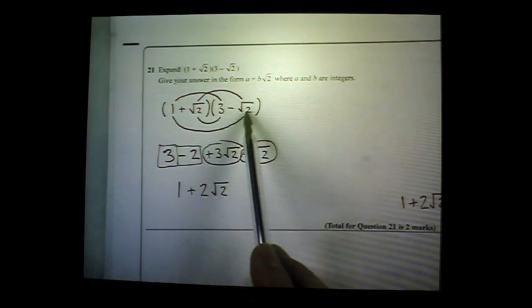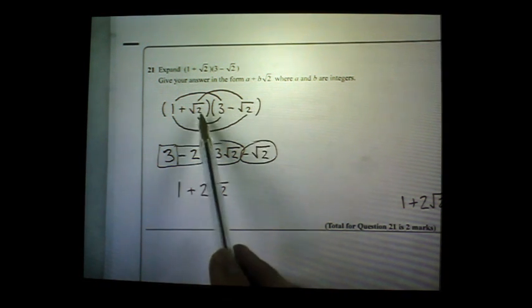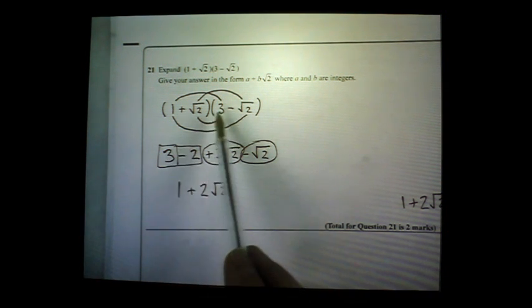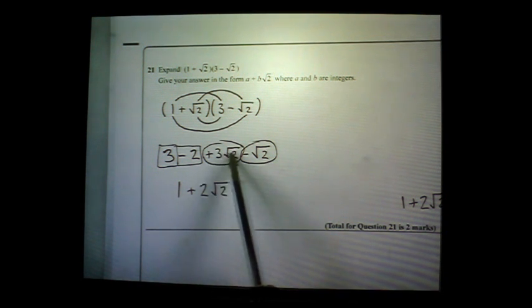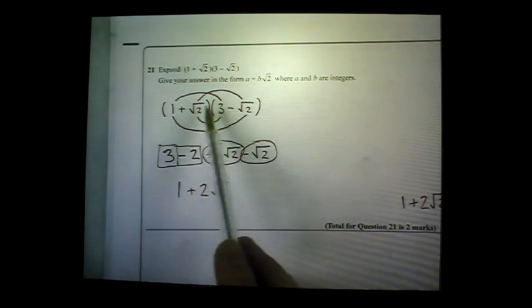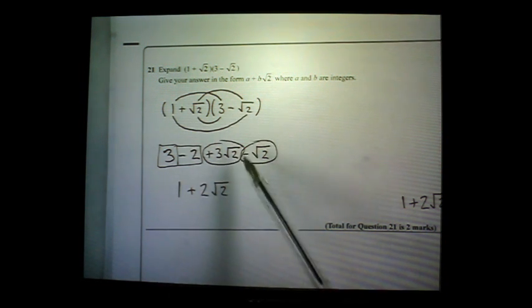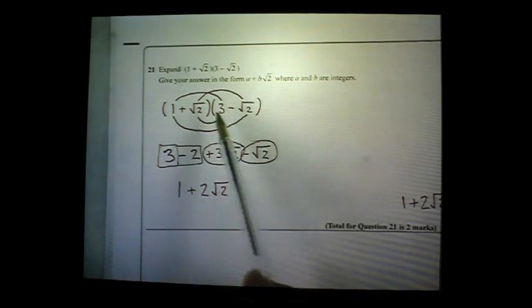Root 2 times root 2, so square root of 2 times the square root of 2, well, it's actually 2, because you're timesing it by itself. Because it's a positive times a negative, it becomes negative 2. Root 2 times 3, well, it's 3 root 2, or 3 times root 2, and that's positive, because they're both positive. And the last one is 1 times root 2 is root 2, or you could write 1 root 2 if you want, but there's not a lot of point. And because one's positive and one's negative, it's negative root 2.